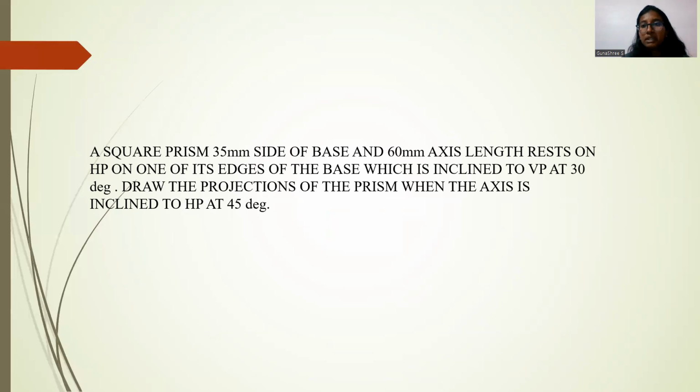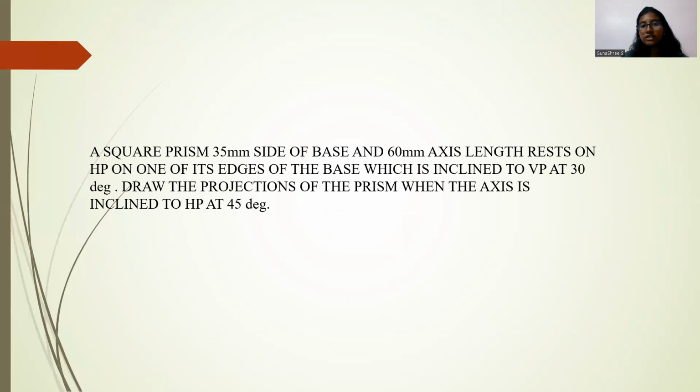A square prism. He's saying here it is a square prism, 35 mm side of base and 60 mm axis length, resting on HP on one of its edges of the base, which is inclined to VP at 30 degree. Draw the projections of the prism when the axis is inclined to HP at 45 degree.